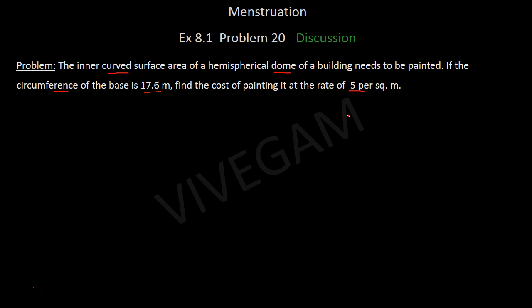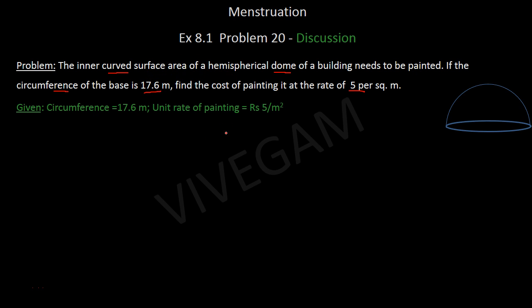So let's write it out. Circumference of the base is 17.6 meters. Unit rate of painting is 5 rupees per square meter. The dome shape and inner curved surface area, I'm not listing it, but we have already gone through that. Okay, so let's draw the diagram.